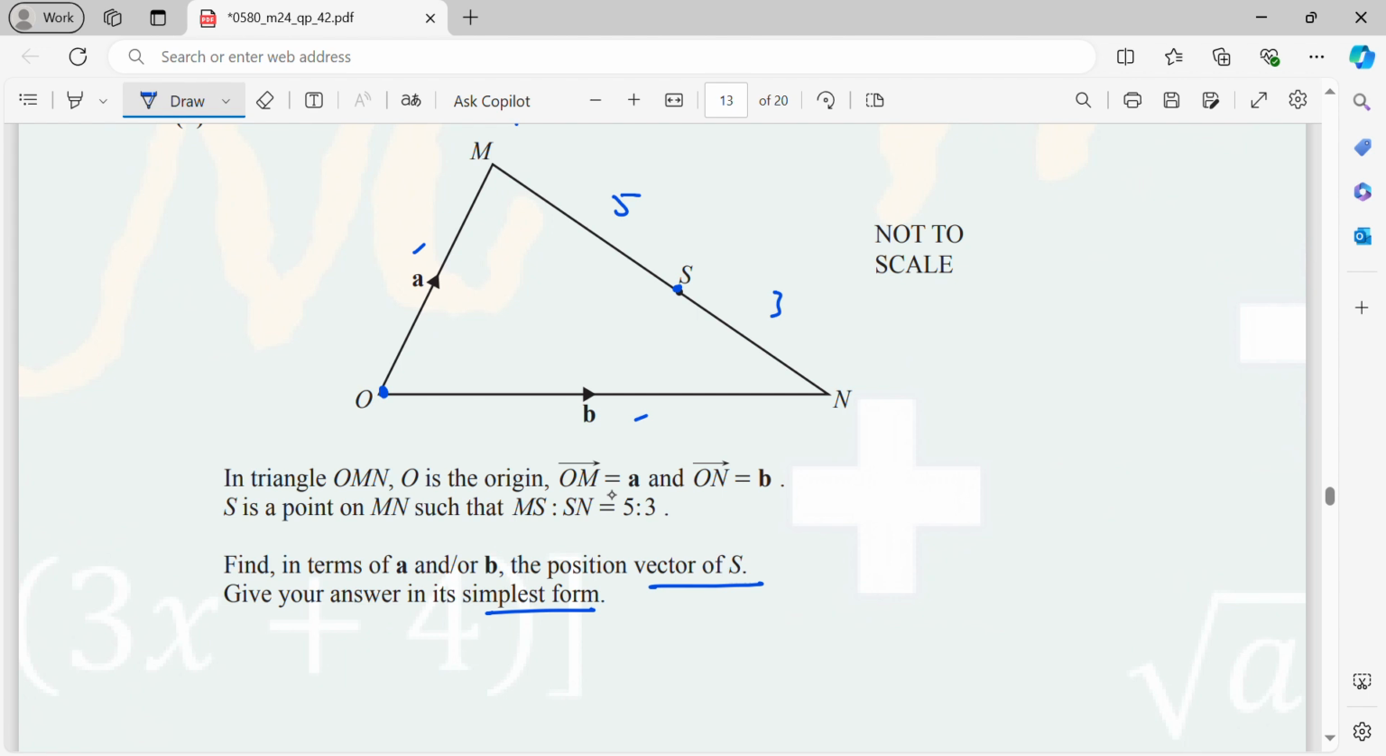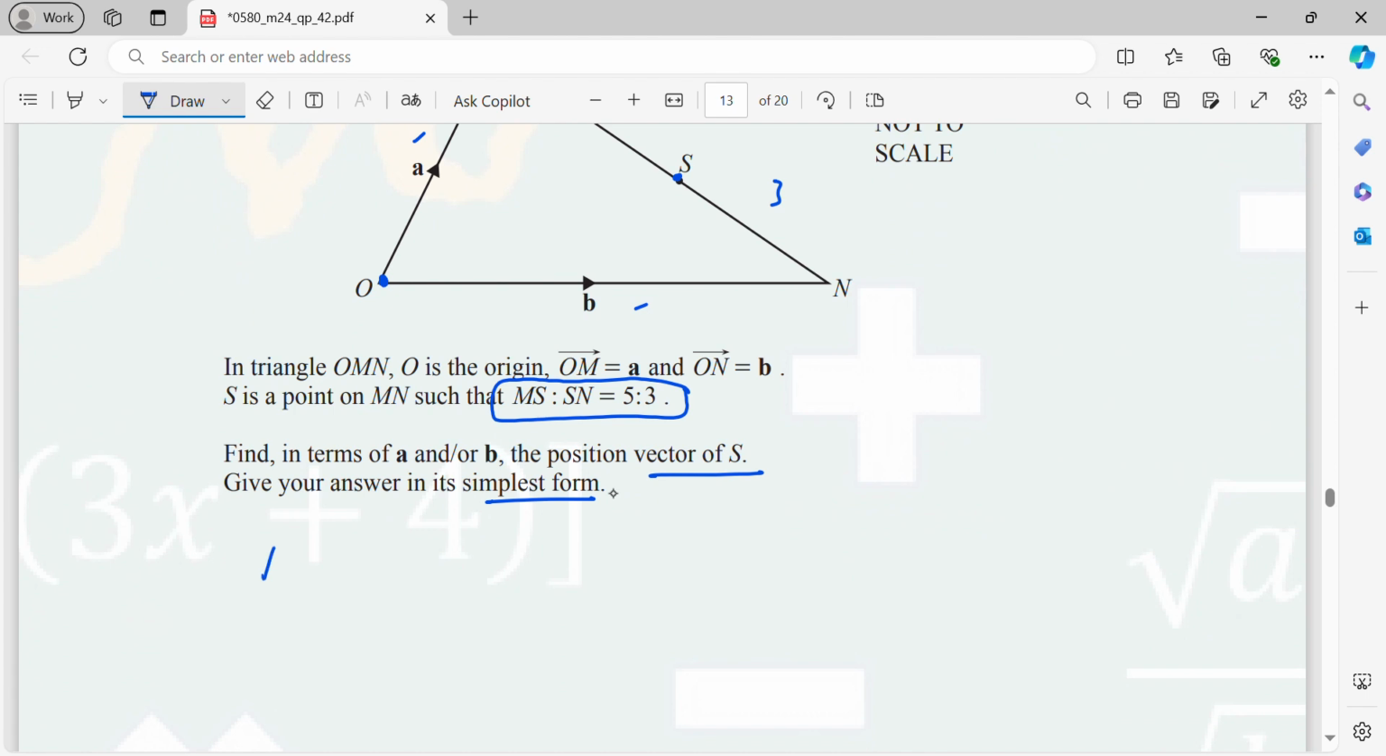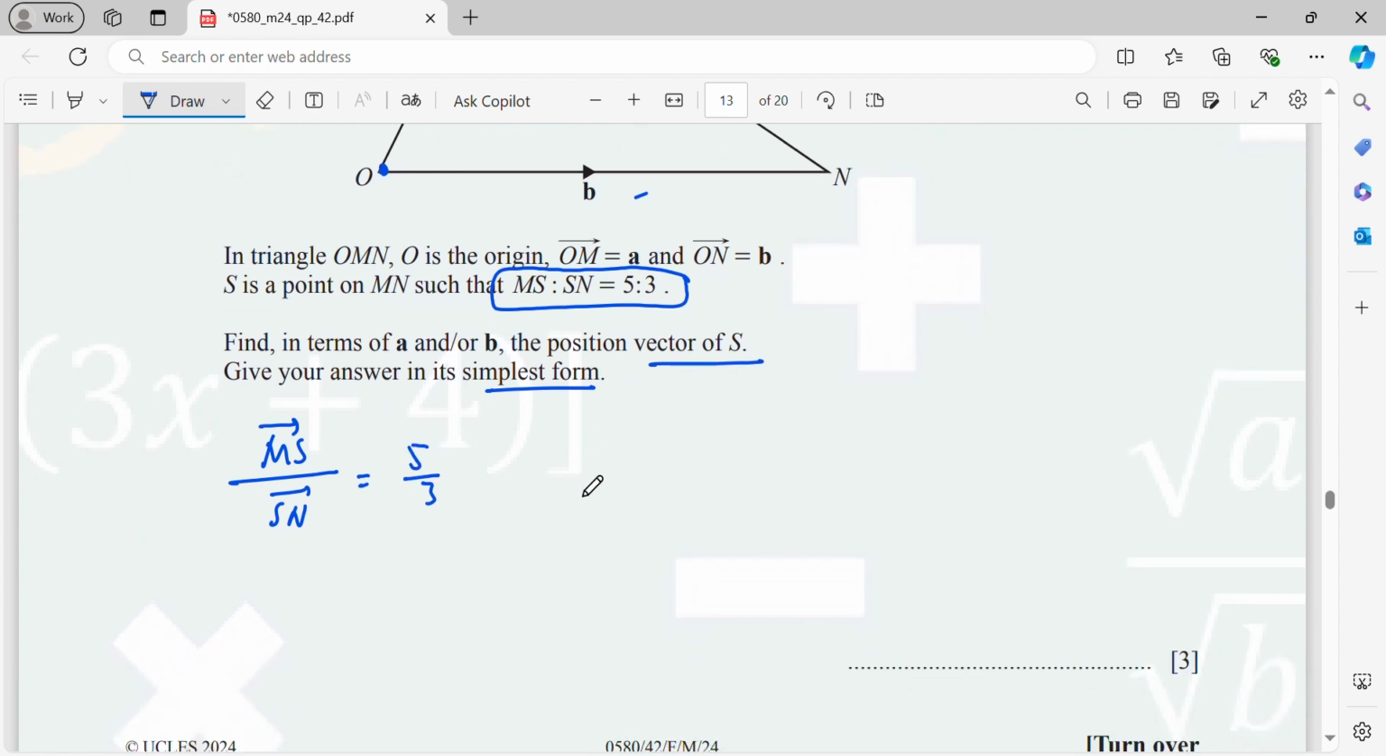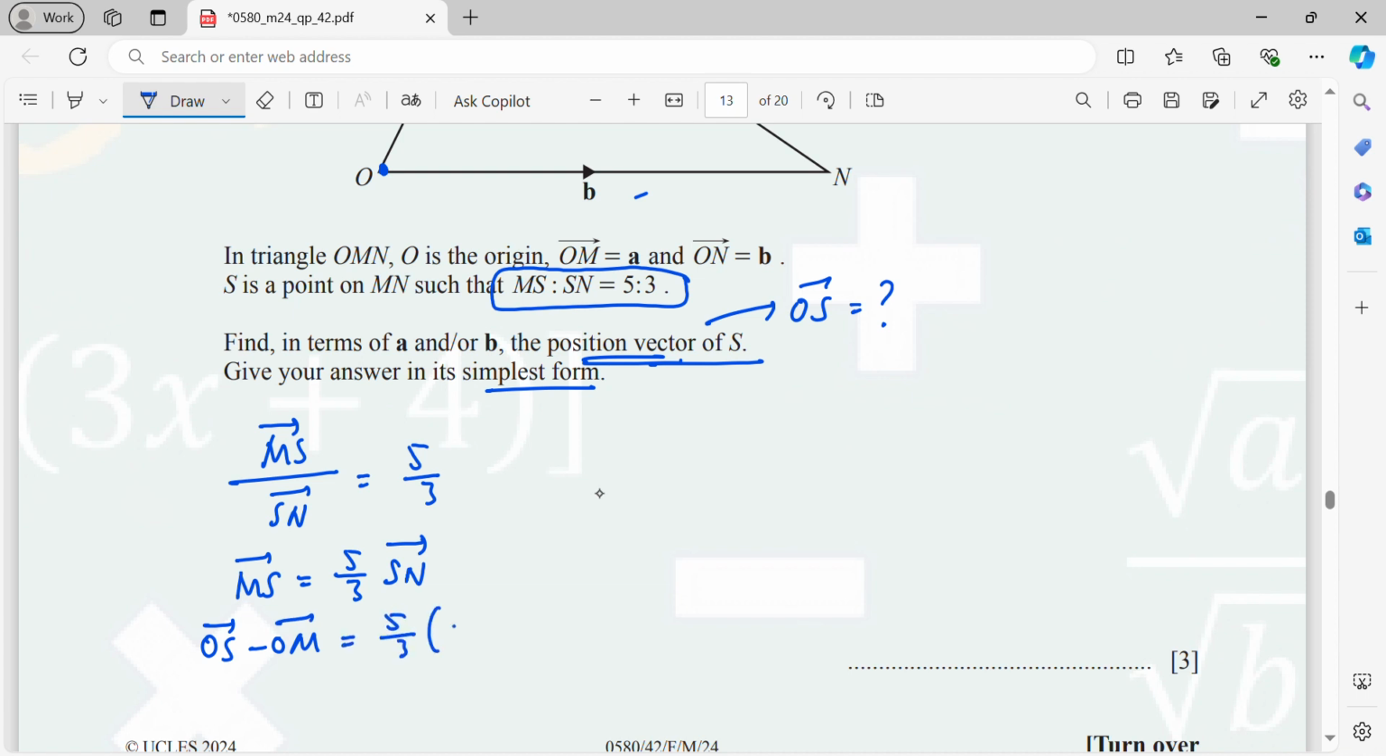Okay, so from here, I will just use this ratio. Instead of length, I change to vector. So that means vector MS over vector SN is 5 over 3. Then vector MS is 5 over 3 of vector SN. And now we need to find the position vector of S, that means OS. So MS is basically OS minus OM, and then SN is ON minus OS.